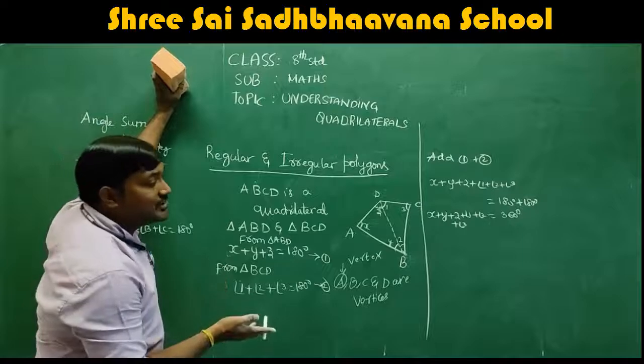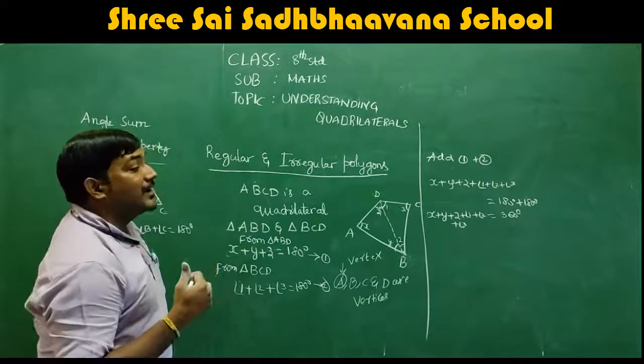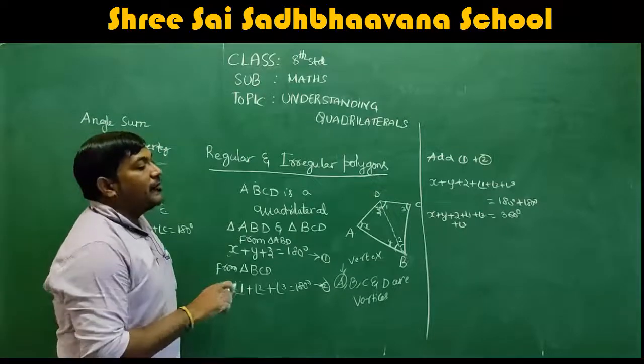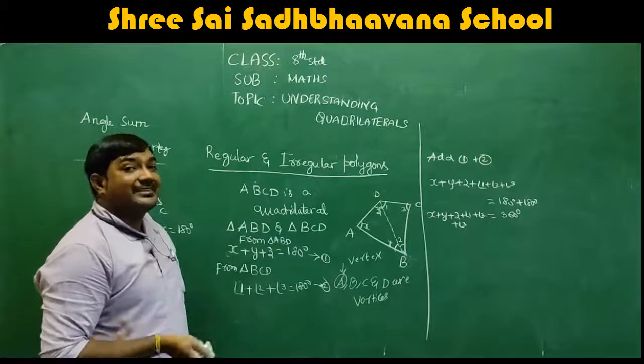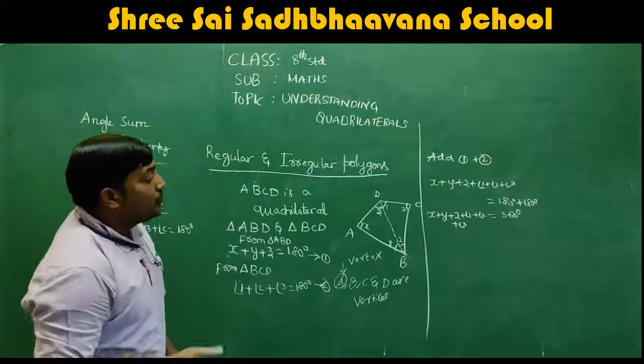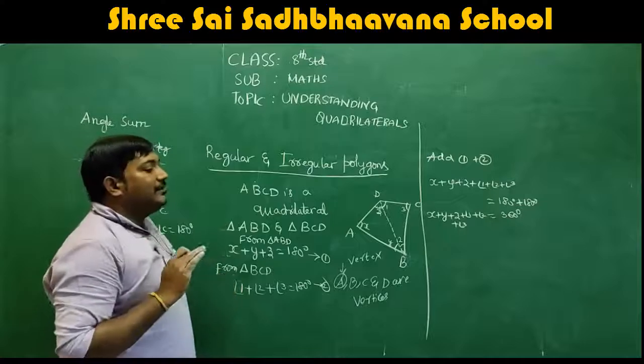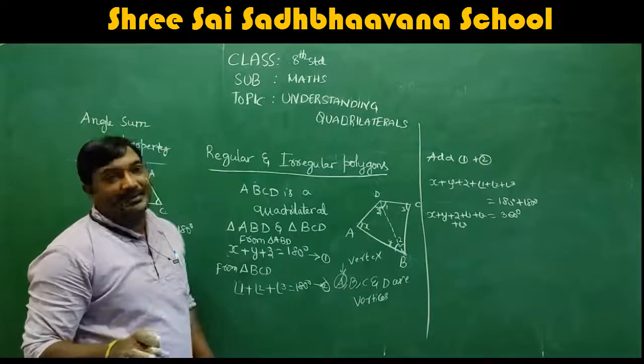So we got 360. So what we can say is, we can prove that, or we can conclude that the sum of angles of a quadrilateral is 360 degrees. Okay guys, I'll just explain this once again. To prove the angle sum property, I'm considering a quadrilateral ABCD.